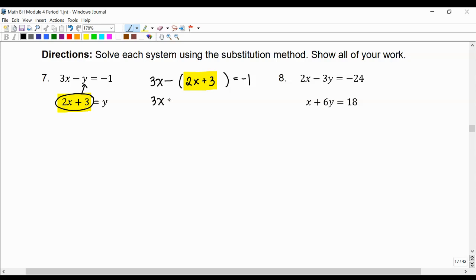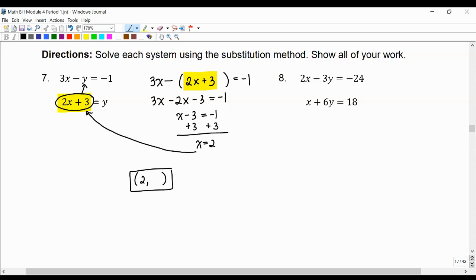So we distribute. We combine like terms. And we have the first part of our answer. We need to get an ordered pair, though. So our answers are going to look like this. And in order to do that, that means we need y.